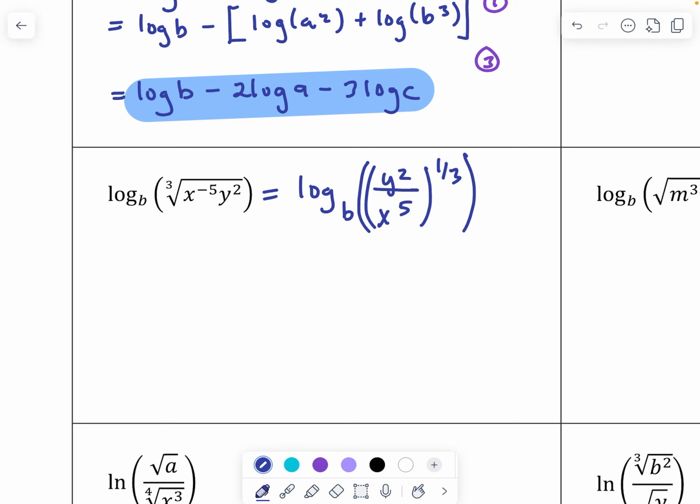There's a couple different ways you could do this. I'm going to start by just multiplying my exponents here. Right, this was the third property for exponents on the front page. So this would be the same as log base b of y to the 2/3 over x to the 5/3.